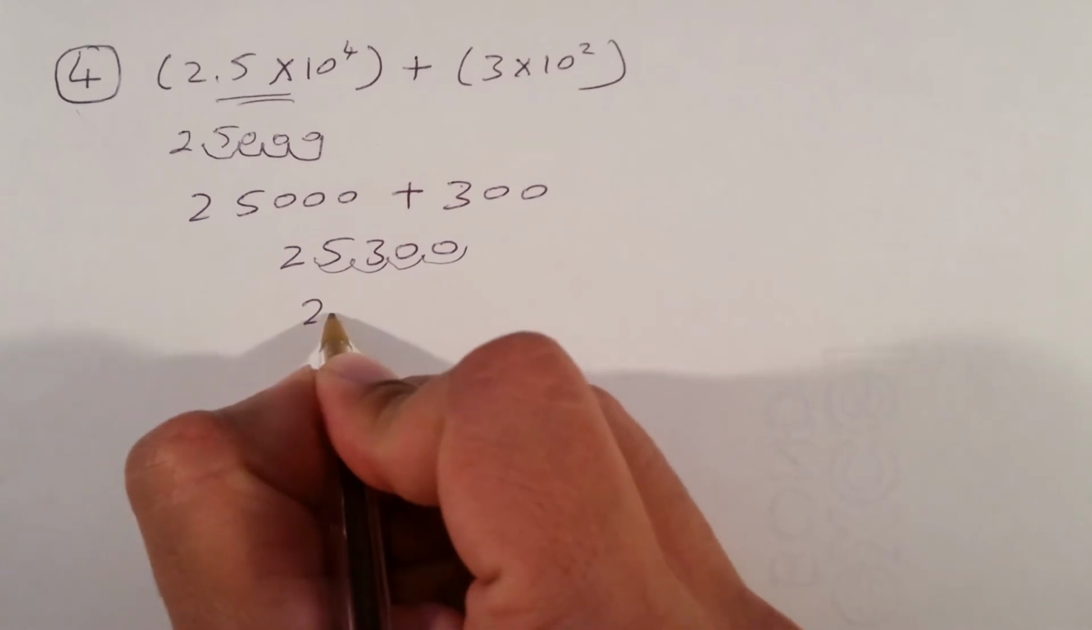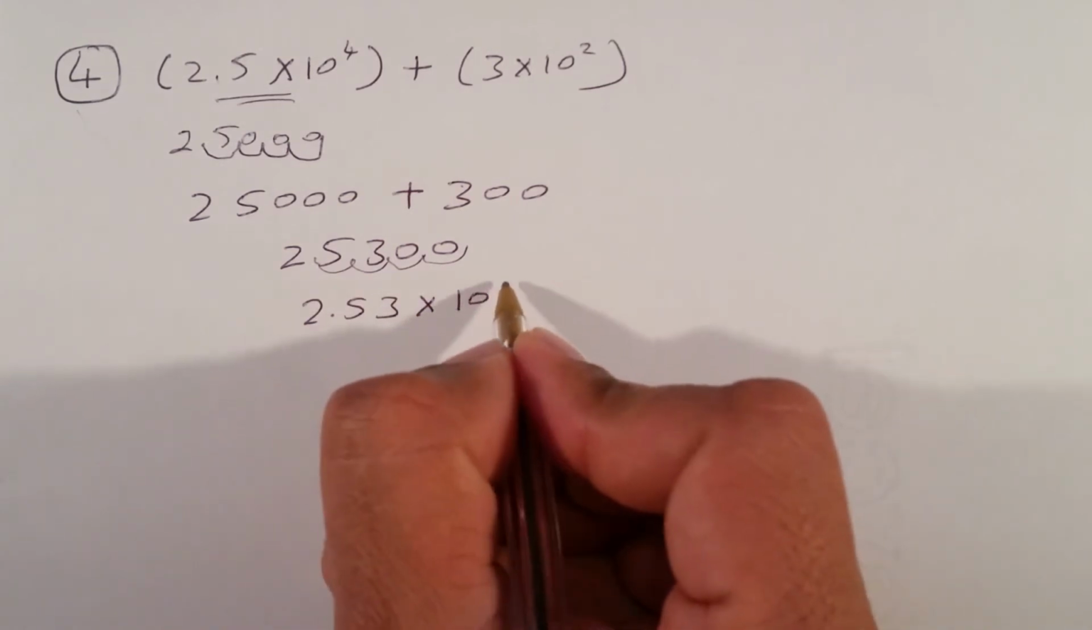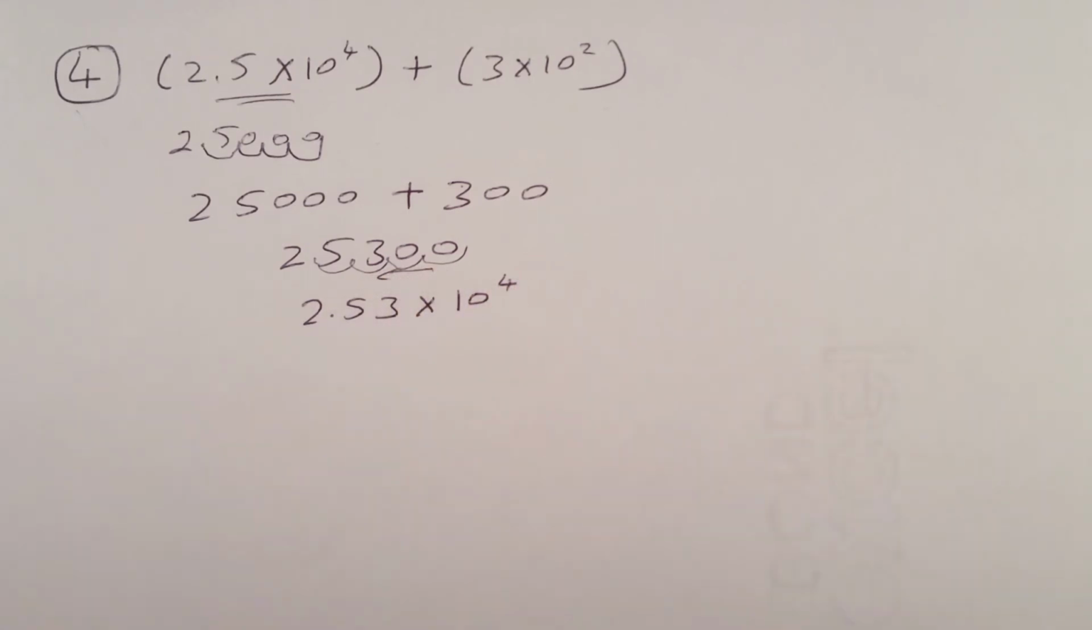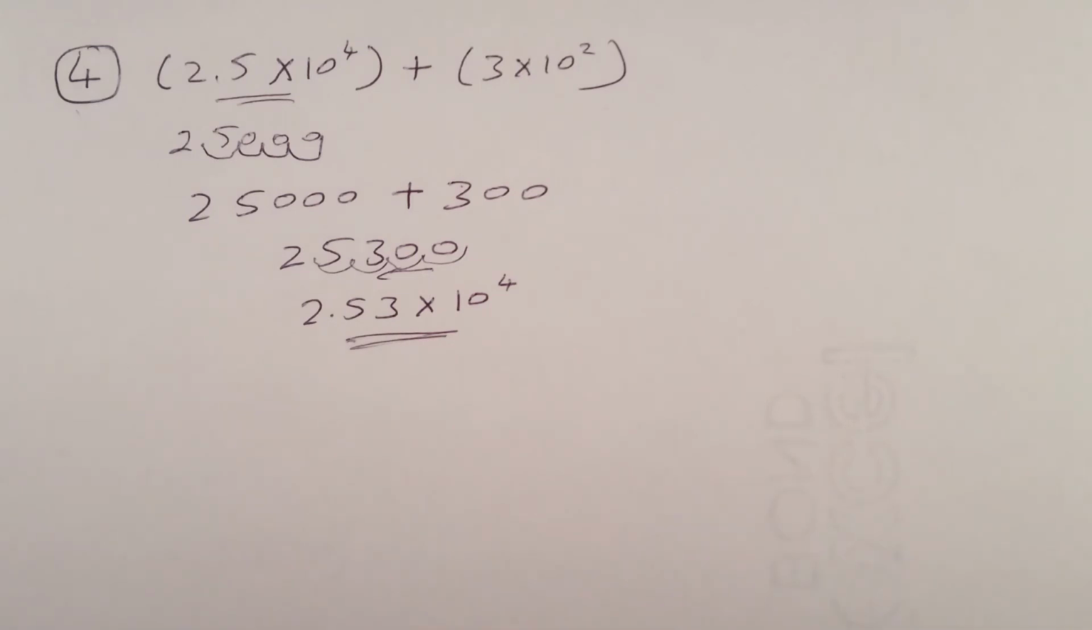So 2.53 times 10 to the power of 4. Since we are moving this side, it will be plus 4. So that's our final answer: 2.53 times 10 to the power of 4. So we change to the ordinary form, add them, and put it back in the standard form. Hope you guys understood that. Let's move on to the third one.